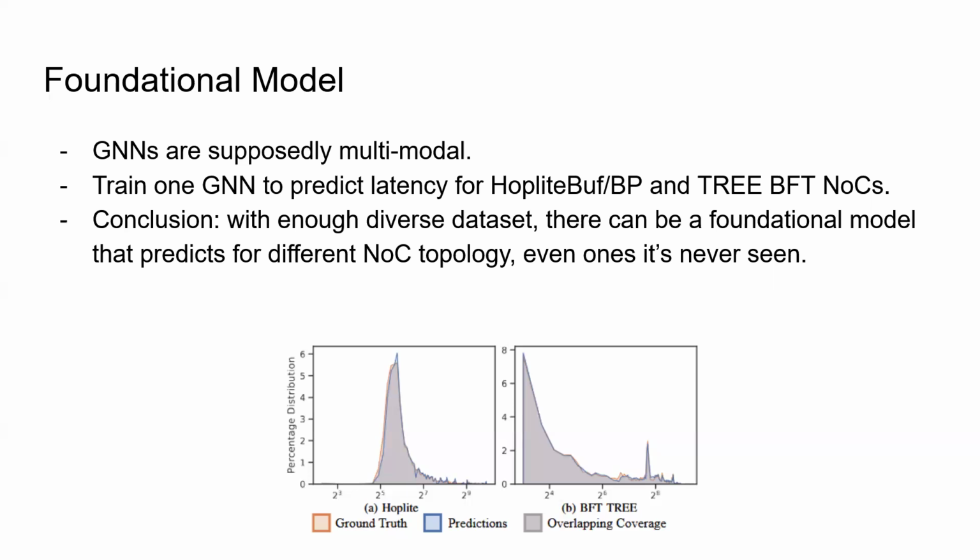I don't know if I understand what this is. So they trained on Hoplite and they're showing you the prediction accuracy? They trained on both, then they show that Hoplite is accurately predicted, and BFT tree is also accurately predicted. But they trained on both, so that doesn't actually prove that it's a foundational model that can adapt to a new one. They're just arguing that it can cover two different things. They're saying if there is more data, then potentially you can cover more.